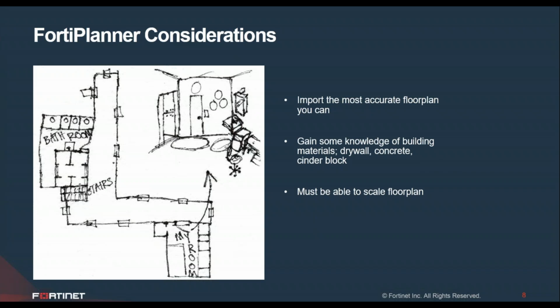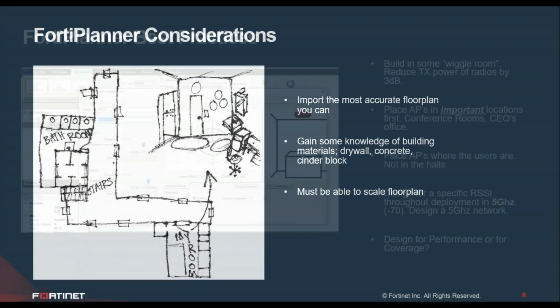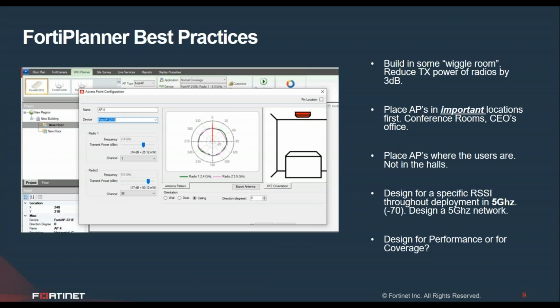Best practices in FortiPlanner, things I like to do that have ensured a positive outcome for me. I like to build in some wiggle room on the transmit power of the access point. So this lets me have some room in the event there's something that I didn't see or I didn't select a perfectly accurate wall material. So I like to reduce the transmit power on the radios on the access point in FortiPlanner by 3 dB to give me some room.